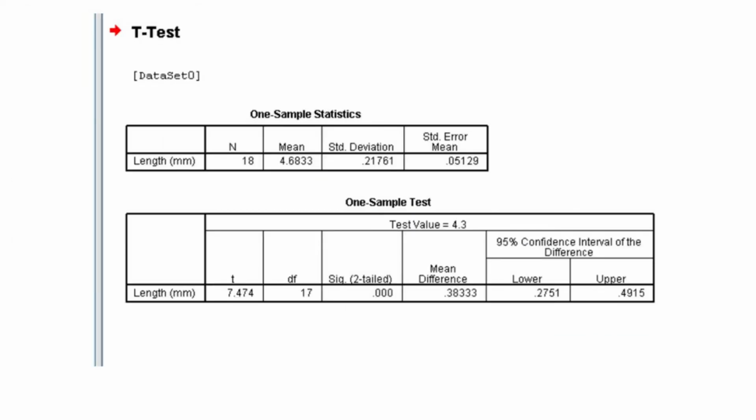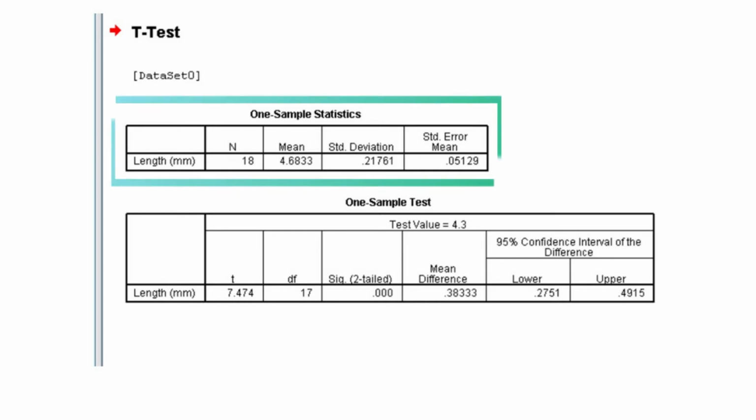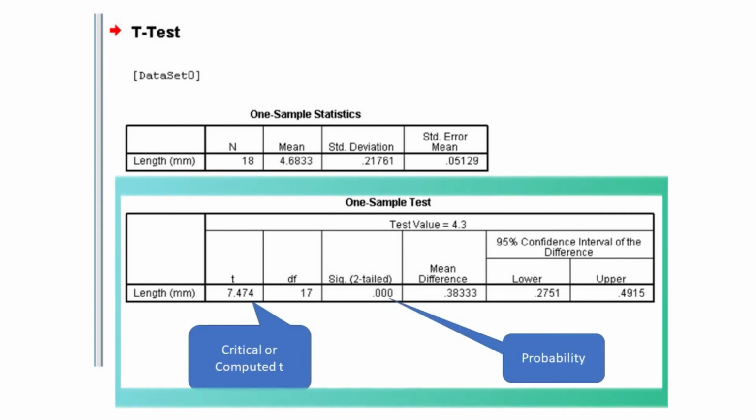SPSS will produce the descriptive statistics as shown in the top table. Here we have 18 as the number of samples. The sample mean is 4.68 centimeters. And we have here the standard deviation as well as the standard error of the mean. In the second table, we have the computed t, which is 7.47, and the probability value, which is 0.000.